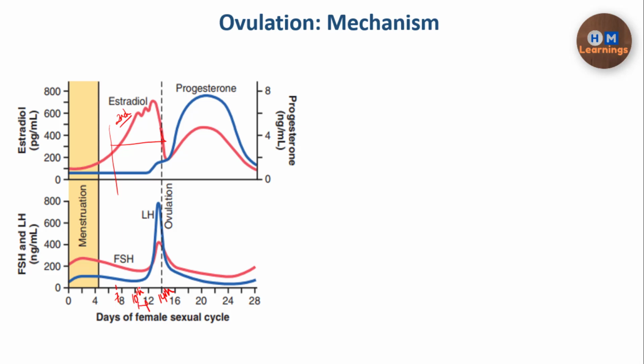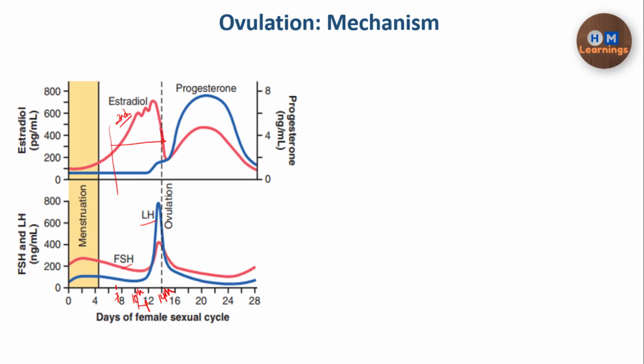Now normally, estrogen exerts a negative feedback action on LH and FSH. But now that it has remained at the maximum for about 2 days, it starts exerting a positive feedback effect on the gonadotropes of the anterior pituitary, leading to increased secretion of LH and FSH, which is called a positive feedback action.